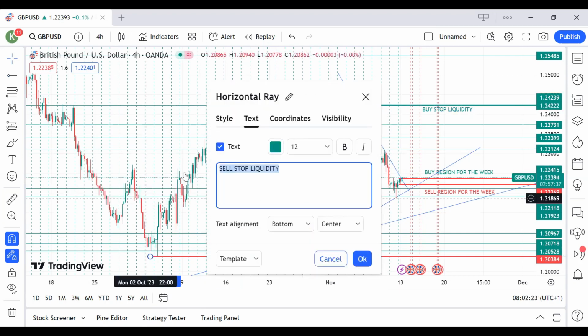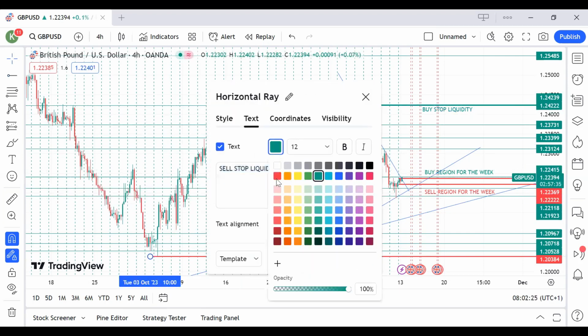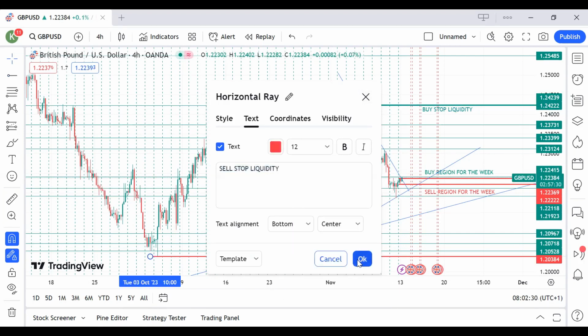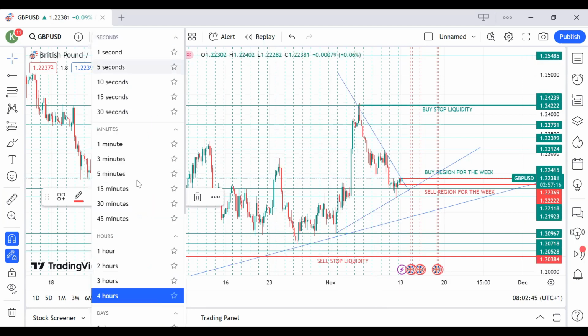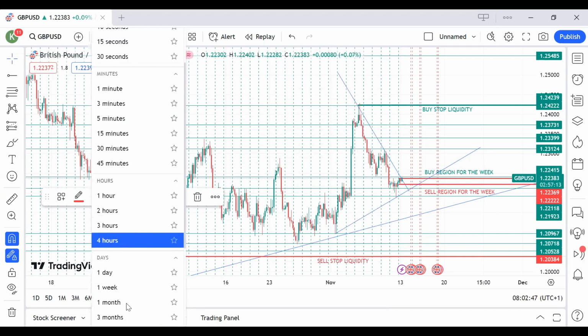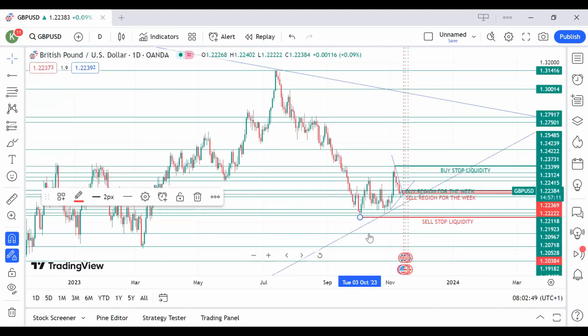We change that to red as well. So that's our sell stop liquidity. Okay, so these sell stop and buy stop liquidity, these are the major ones that I play for some days. Anytime any of these two is broken, we'll look out for the one from the higher time frame, which might be here or here if any of these two is broken.